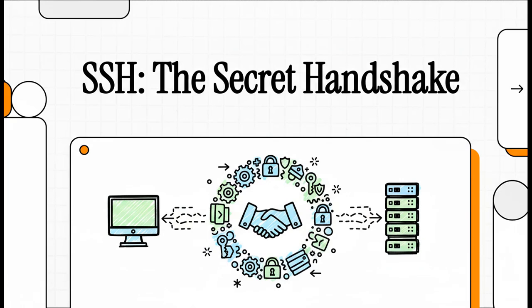Let's talk about something that happens millions of times a second, completely unseen. It's called SSH, the secure shell. Think of it as this invisible cryptographic handshake that lets us securely control computers all over the world. It's the secret language of the internet. And today, we're going to pull back the curtain and see exactly how it works.